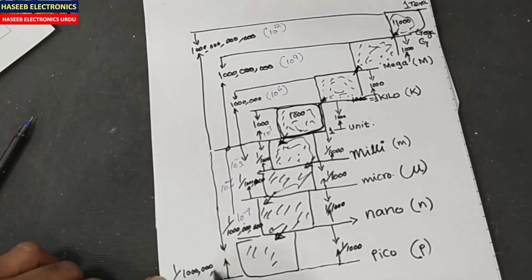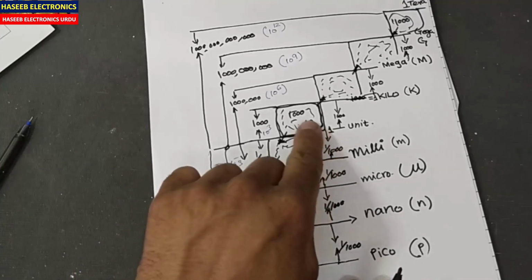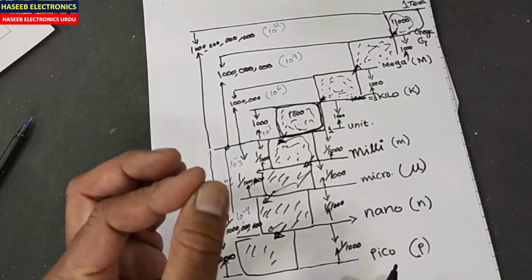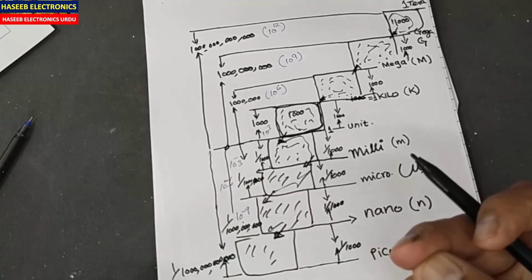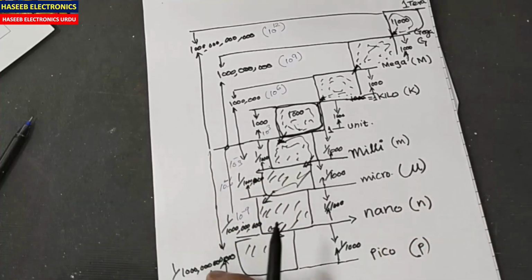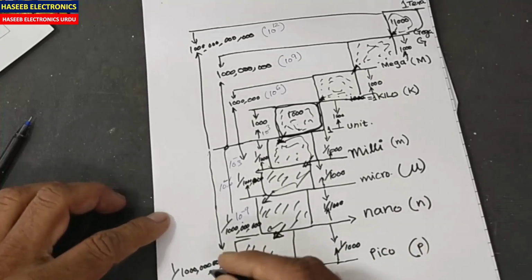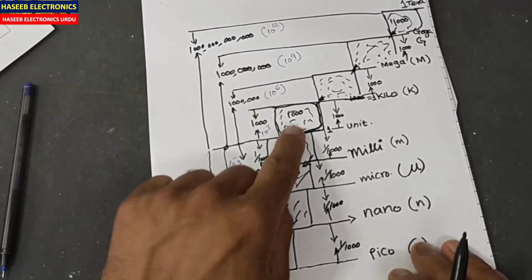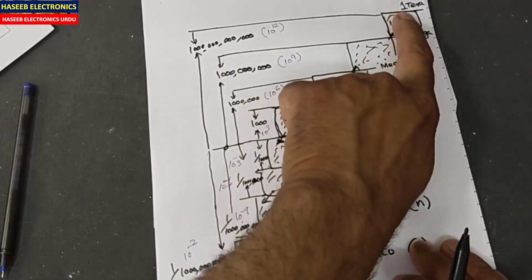3 zeros, 3 zeros, 3 zeros, 3 zeros, 12 zeros. We can say if we divide 1 unit into 1 trillion parts, the 1 piece from that 1 trillion will be called 1 pico. So its power is 10 raised to power minus 12. If we have 1 trillion units, it will be called 1 tera.